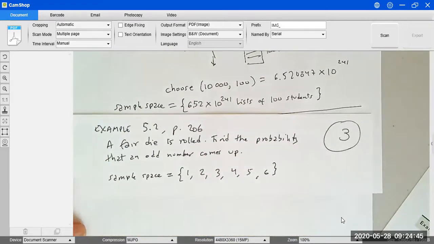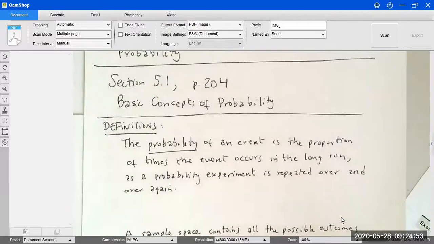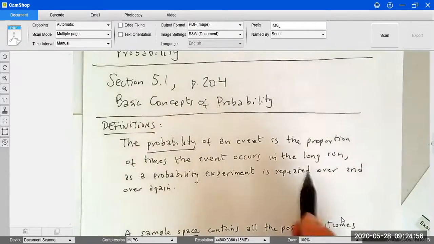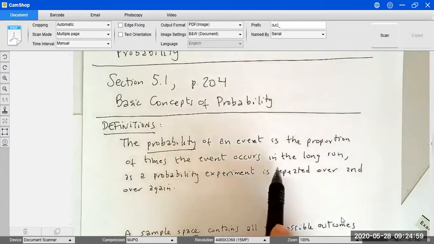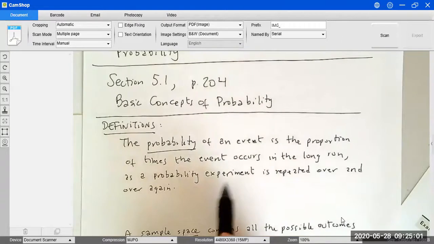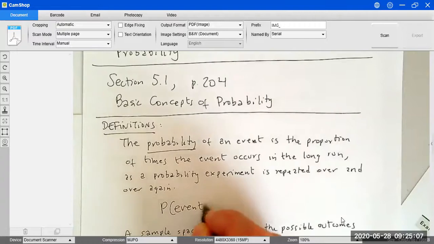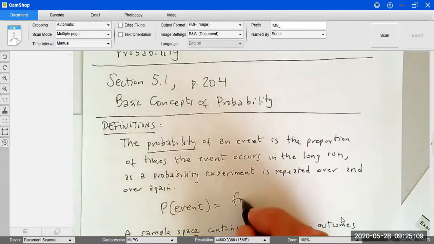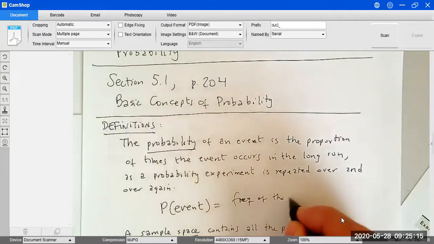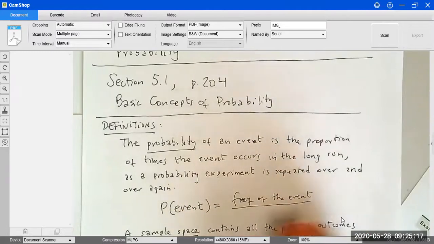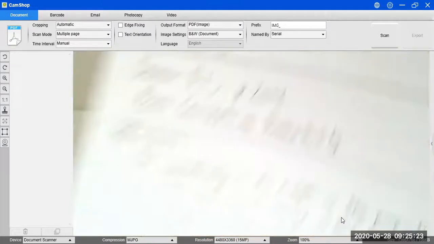Now we need a formula for probability. So what is the formula for probability? We need to read the definition one more time. So I'm going to read again the definition. The probability of an event is the proportion of times the event occurs in the long run as a probability experiment is repeated over and over again. So the probability of an event is going to be just the frequency of the event over the total frequency. That's one way to define this.